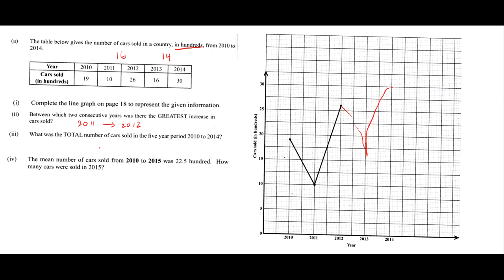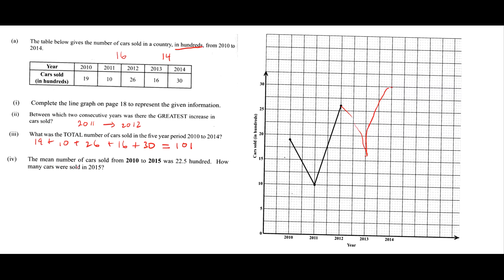Now the next part asks, what is the total number of cars sold for the period 2010 to 2014? You can just use your calculator: 19 plus 10 plus 26 plus 16 plus 30, and that will give us 101. Let me just double check to make sure this is correct. Right, so 101 is the total number of cars sold between 2010 and 2014, and remember this is given in hundreds.